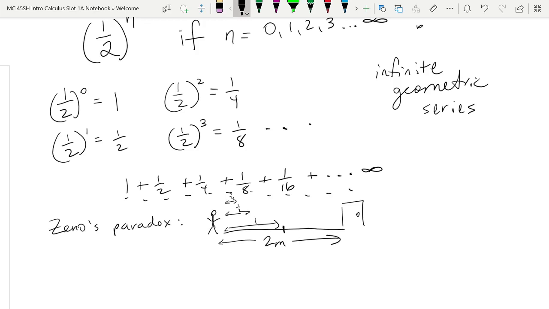But of course, it's very easy to walk across a room for 2 meters and open a door. So the paradox being, it seems like it should be impossible to get to the door because there's an infinite amount of fractions between me and the door.